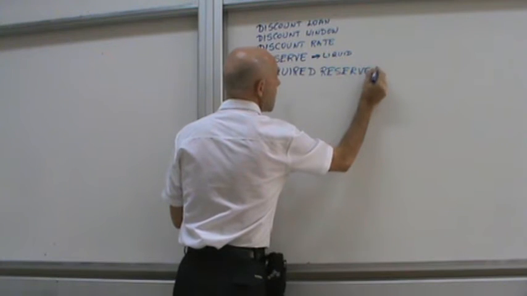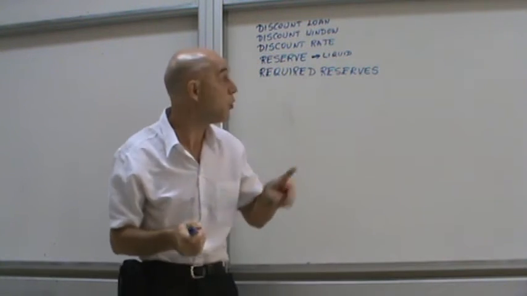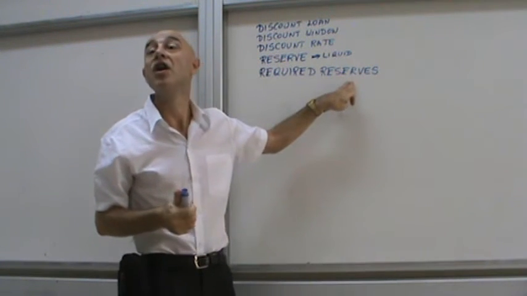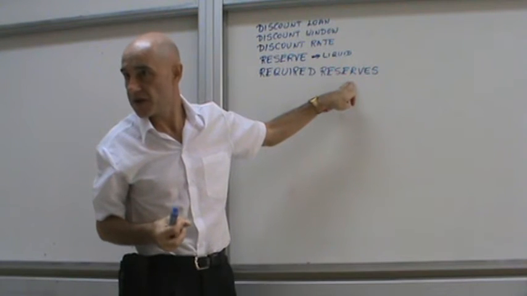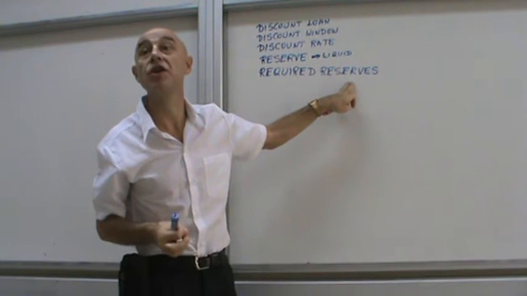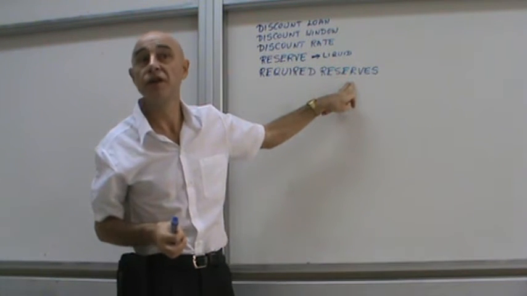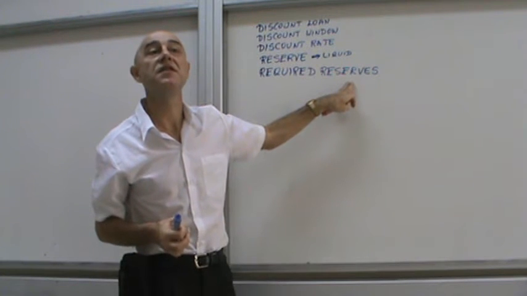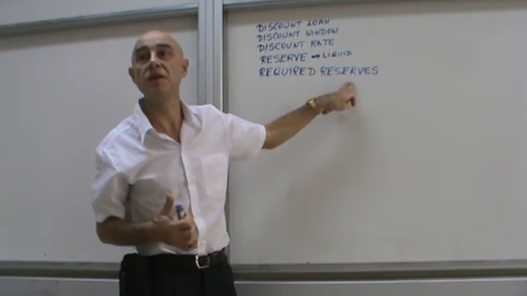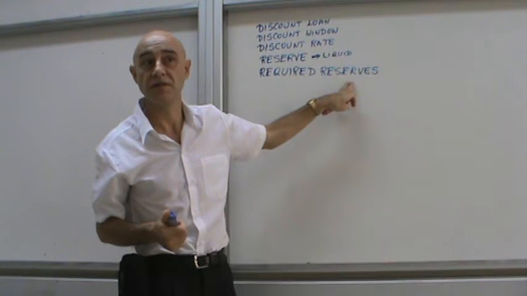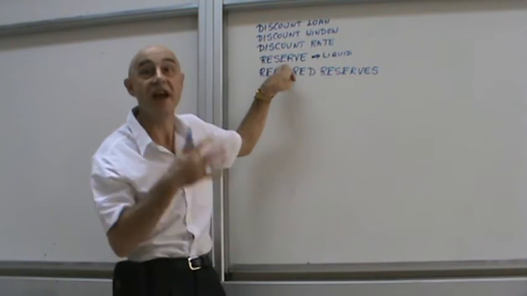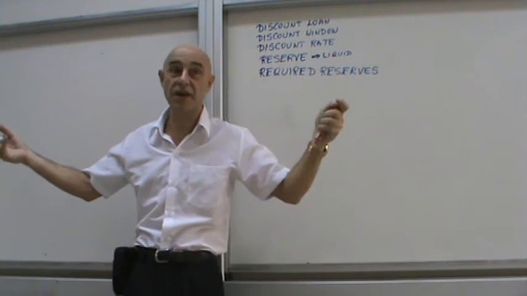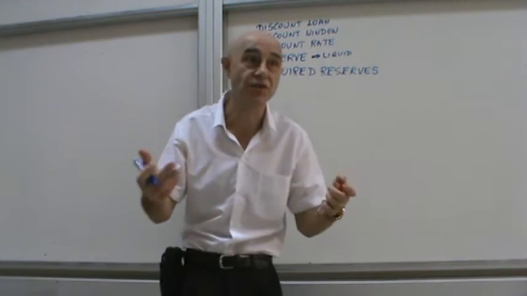Reserves. So required reserves are reserves kept by commercial banks to meet demand deposit obligations. A reserve is just an asset you keep to meet an obligation. Any financial institution needs that.